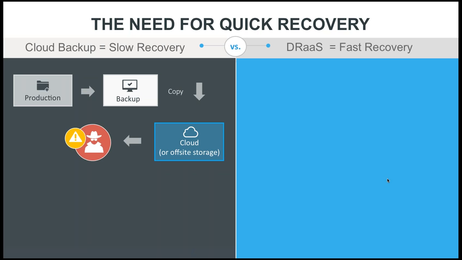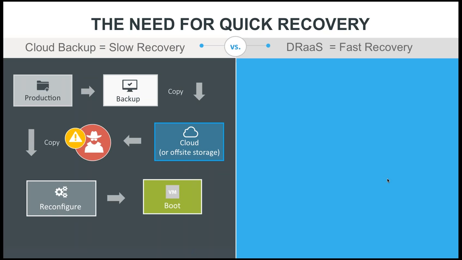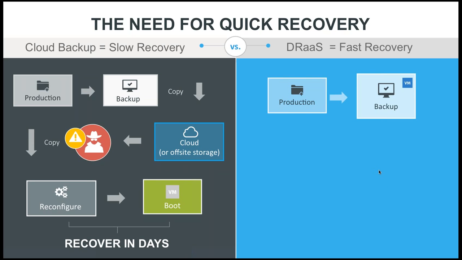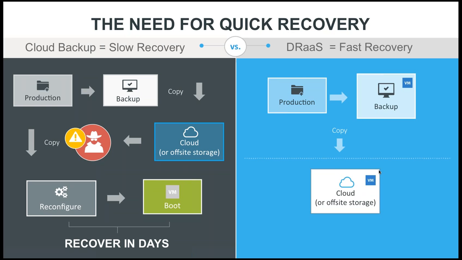So if a disaster happens, or ransomware, like we just looked at, you need to copy that data back out of storage, and then you have to reconfigure, and this all takes time. Now, with DRaaS, it's very, very different. We don't want to copy everything twice, moving data back and forth. We simply want to spin up a working environment where the data is.